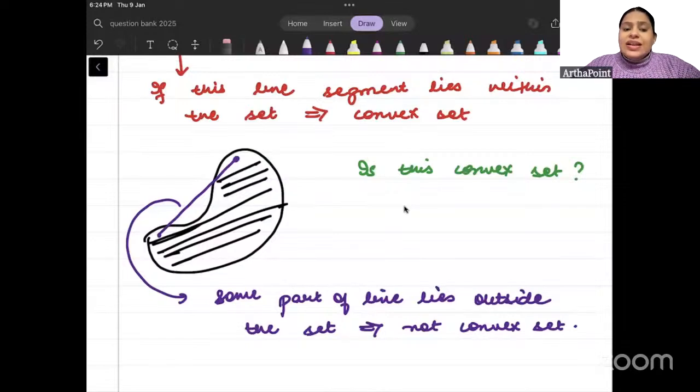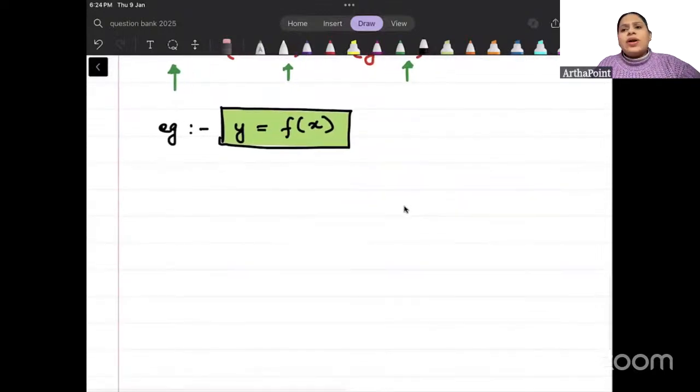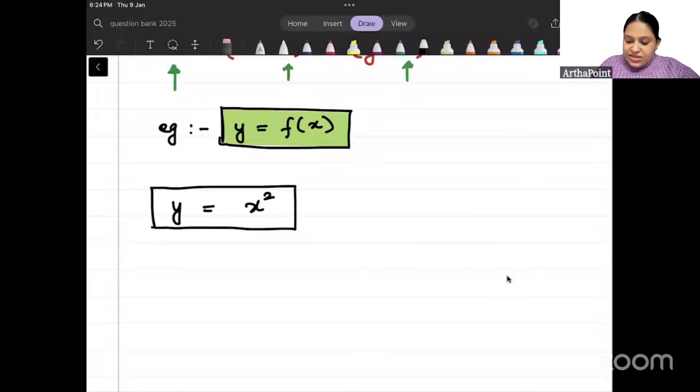Now, let us talk at the same time about a one-dimensional figure also. I want to talk about a 1D diagram also. Okay? So for example, what can happen in one dimension? How do I talk about a convex set? Let's say I have any function given to me. Like, for example, I tell you y is equal to x square, right? Or say y is equal to root x, right?